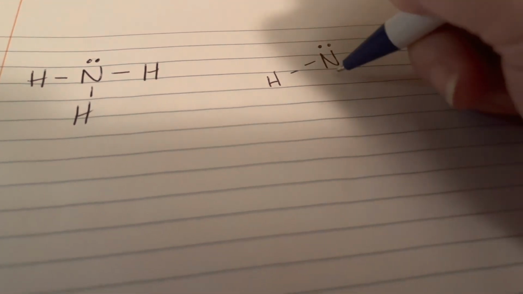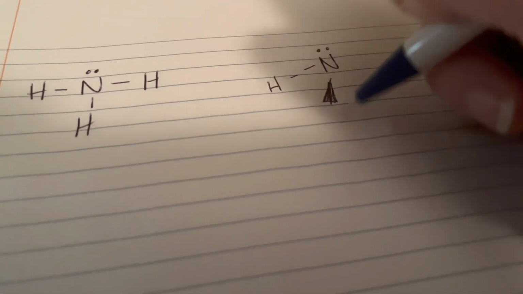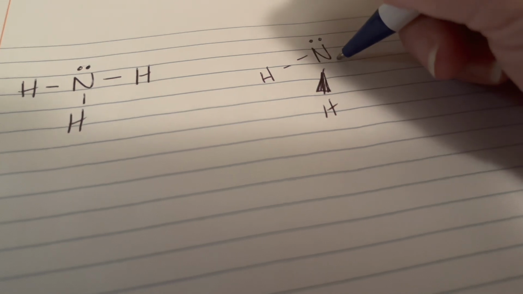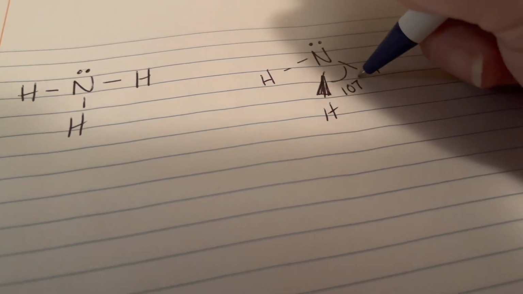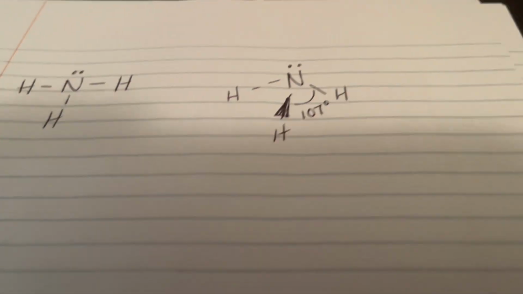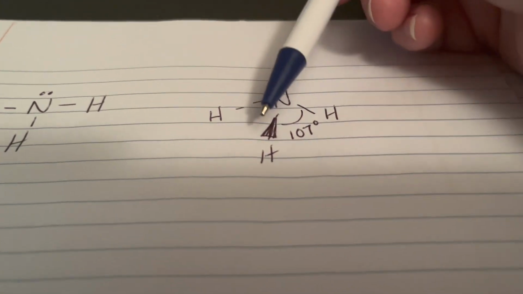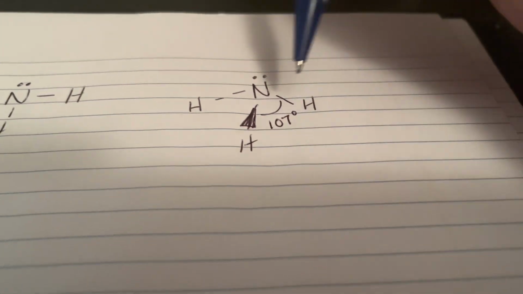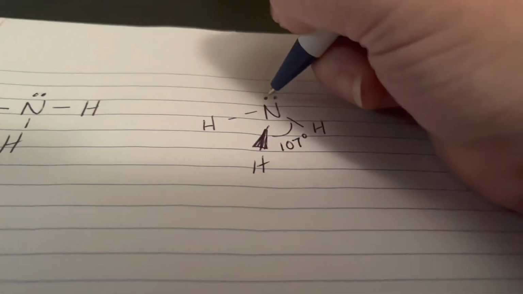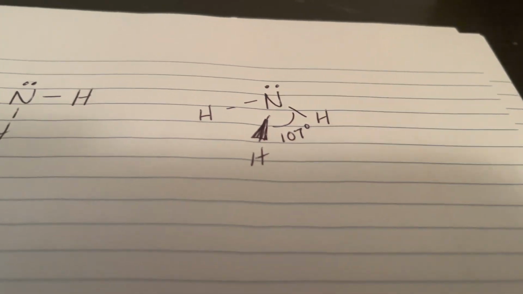So let me show you. That one's going in the back. This one is coming in the front. And then you have this one still on the plane. So this angle is about 107 degrees. Okay. So I still have this one coming forward, I have this one going back, and then I have this one in the plane of the paper. And then I have my unbonded pair.